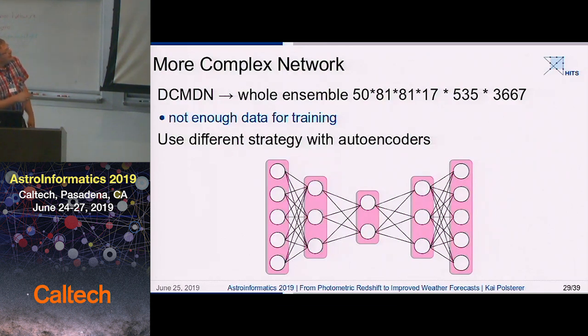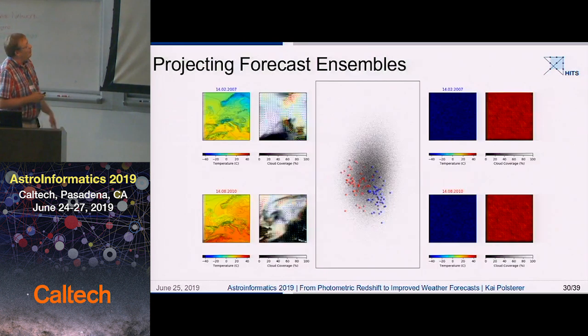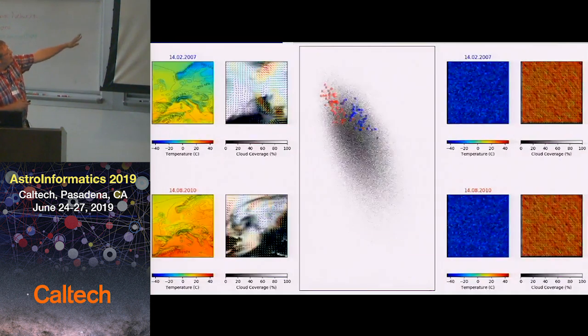We tried the DCMDN on the whole ensemble. 50 ensemble simulations, 81 times 81 node grid points times 17 physical parameters for 535 stations over 3,667 days was a little bit too much data. So we thought, let's use autoencoders, and we auto-encoded everything. So we first took the full ensemble and thought, project it down.